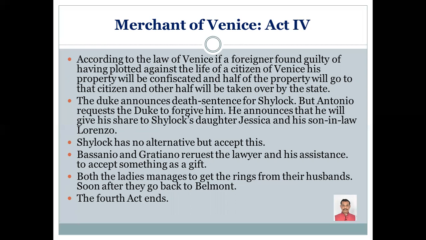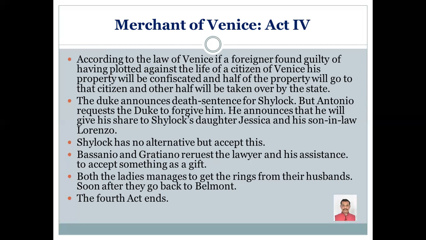But after continuous requests from Bassanio and Gratiano, both the ladies say that if you want to gift us, then give your rings which you are wearing. First of all, Bassanio says no to that, because this ring was gifted by his wife at the time of marriage. But then Portia says that every man tells this kind of reason when he does not want to give anything, and then she starts leaving that place.